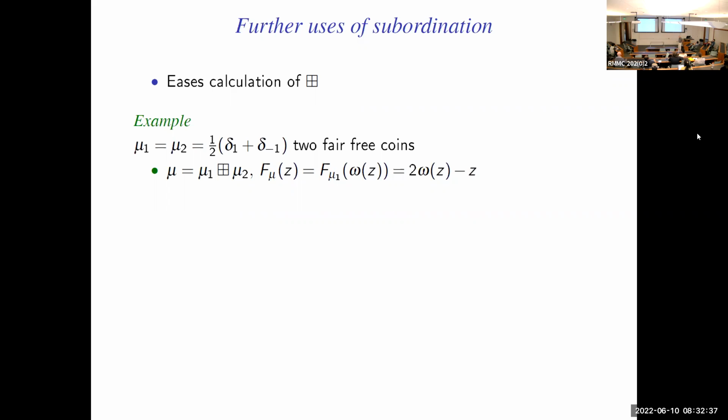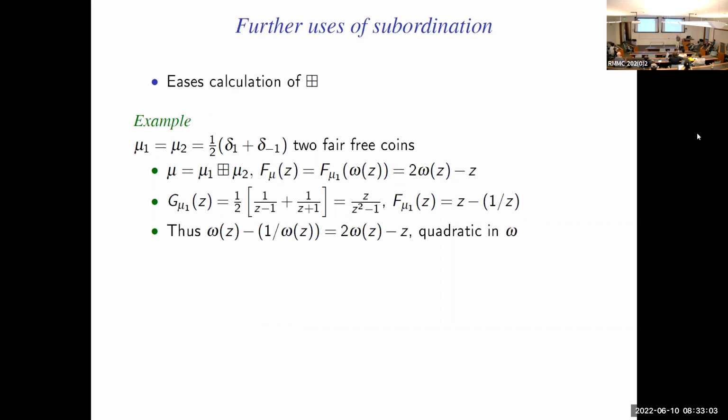Okay, so let's calculate a little bit. G_mu1 of z is the Cauchy integral of this particular distribution, 1/2 times (1 over z minus 1 plus 1 over z plus 1), which you add up, and you get z over z squared minus 1. And the reciprocal Cauchy transform is z minus 1 over z. Therefore, the equation that you have for omega is omega of z minus 1 over omega of z is equal to 2 omega of z minus z. Well, that's an easy equation to solve.